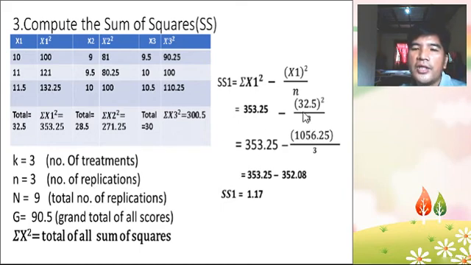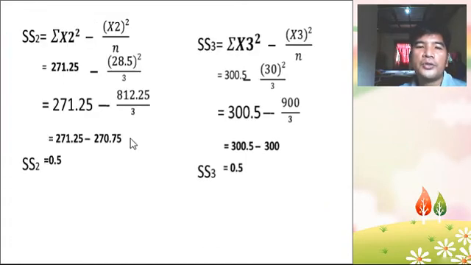Okay, 32.5 times 32.5 equals 1056.25, divided by 3 equals 352.08. Okay, so 353.25 minus 352.08 equals 1.17. This is the sum of squares for treatment 1. Okay, you will also get the sum of squares for treatment 2 and treatment 3. And these are the computations.